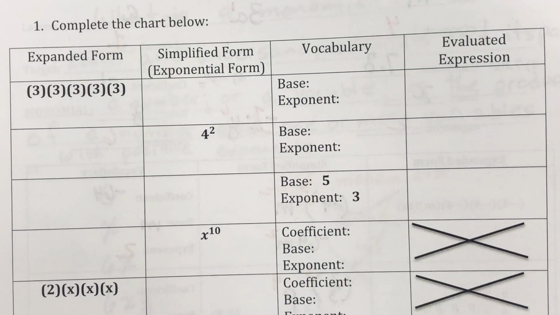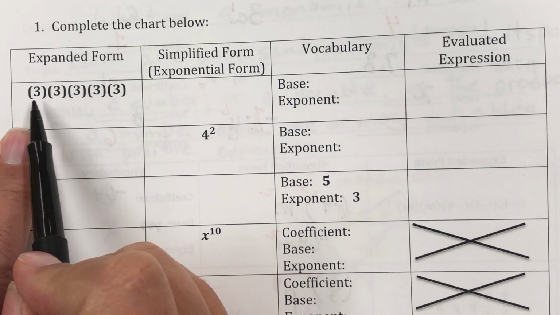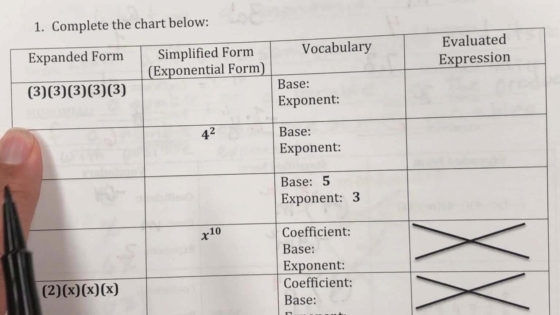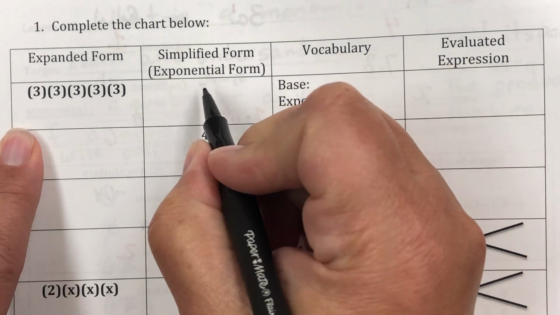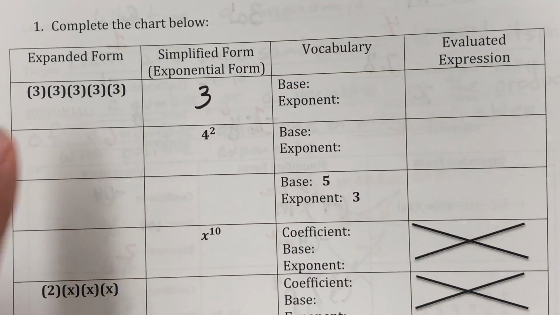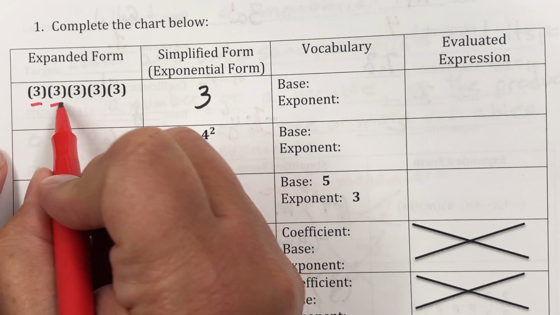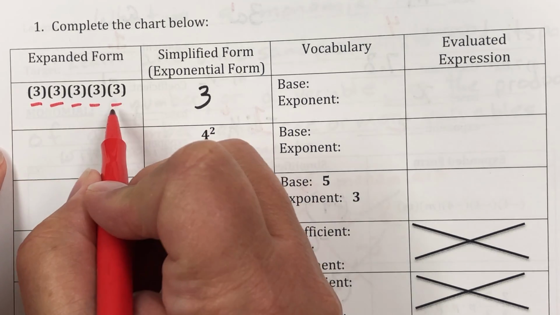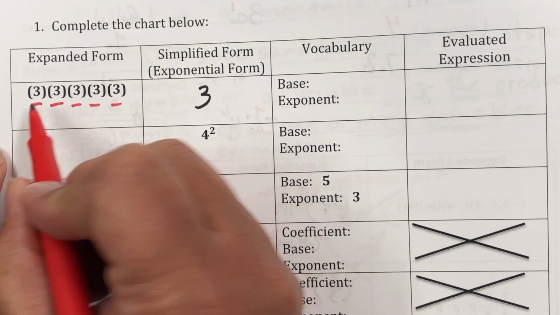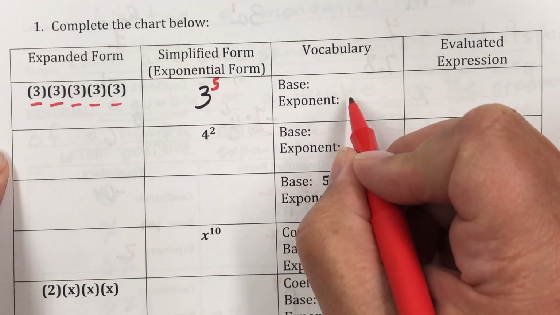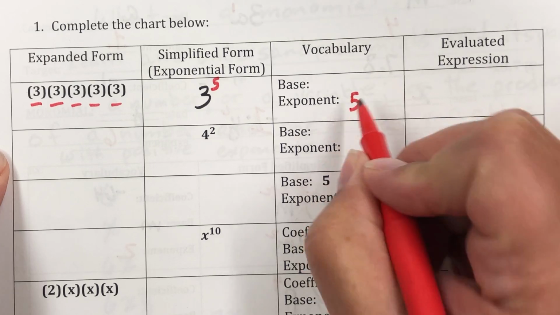And for this one, the base is 3, and the parentheses are used for multiplication. So my base is 3. Now to find my exponent, I have to find out how many times I used 3 as a factor. So 3 times 3 times 3 times 3 times 3. 1, 2, 3, 4, 5. My exponent is 5. So when I come over here, my exponent is 5.